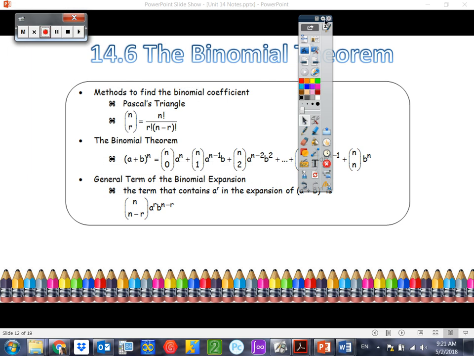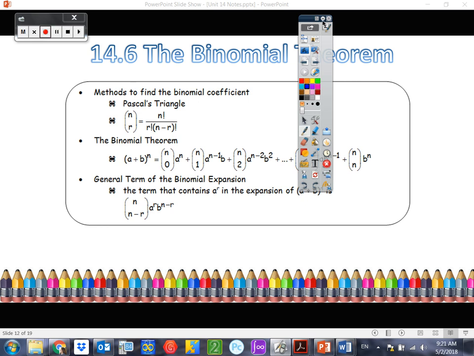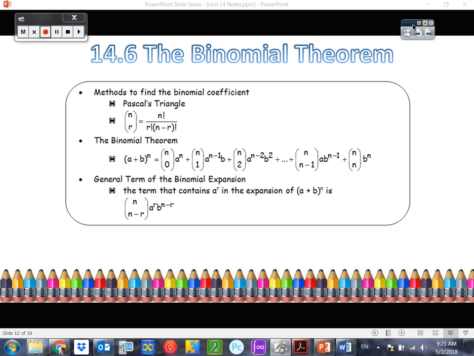Okay guys, let's take a look at today's lesson. What we're going to be looking at today is the binomial theorem. You may have some recollection of that from last year, some fond or not fond, I don't know. There are some benefits to the binomial theorem, so let's talk about that.